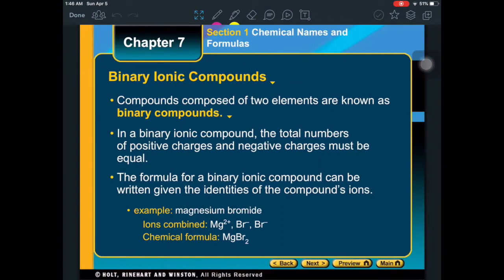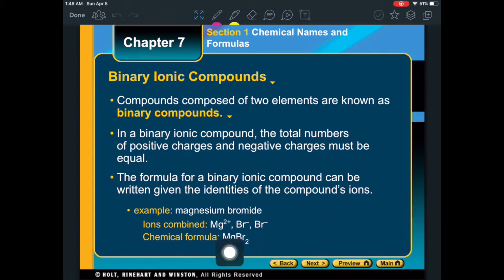So today we're going to be talking a little bit about binary ionic compounds. As you can tell from the prefix, bi means two or different, right? So a binary ionic compound is a compound that is not made of two of the same. It's made up of two different elements that are put together, right? So for example, when I look at magnesium bromide, I can see that my compound has one magnesium and two bromides in it, right?